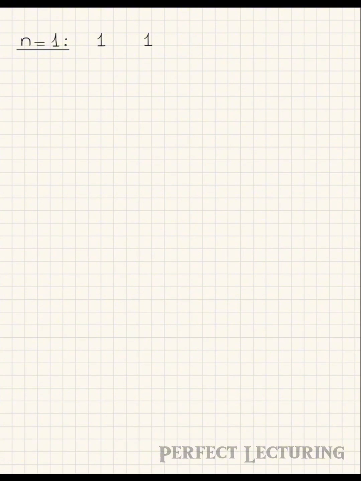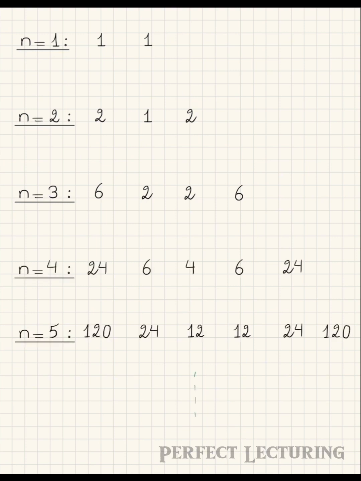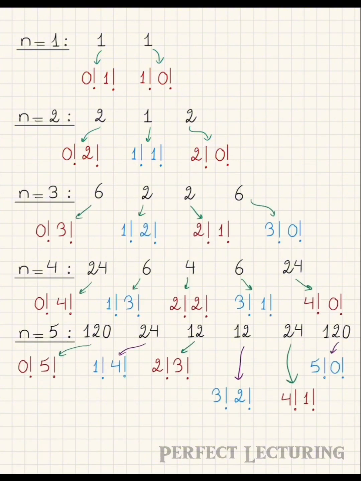So for n equals 1, we got the two coefficients 1 and 1. For n equal to 2, we get 2, 1, and 2. For n equal to 3, we get 6, 2, 2, and 6, and so on. We can write these numbers in a different way. I'm going to write the first one as 0 factorial times 1 factorial, and the other one as 1 factorial times 0 factorial. 2 as 0 factorial times 2 factorial, 1 as 1 factorial times 1 factorial, and the other 2 as 2 factorial times 0 factorial, and so on.